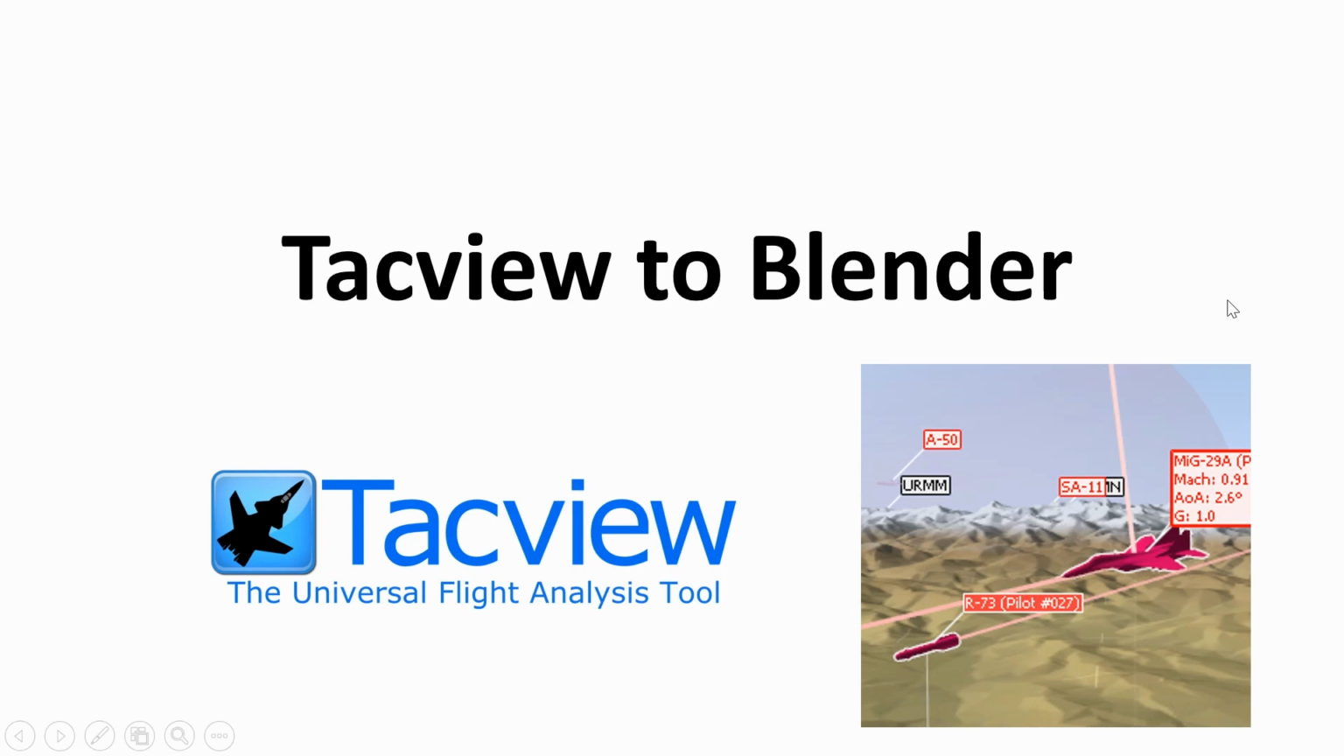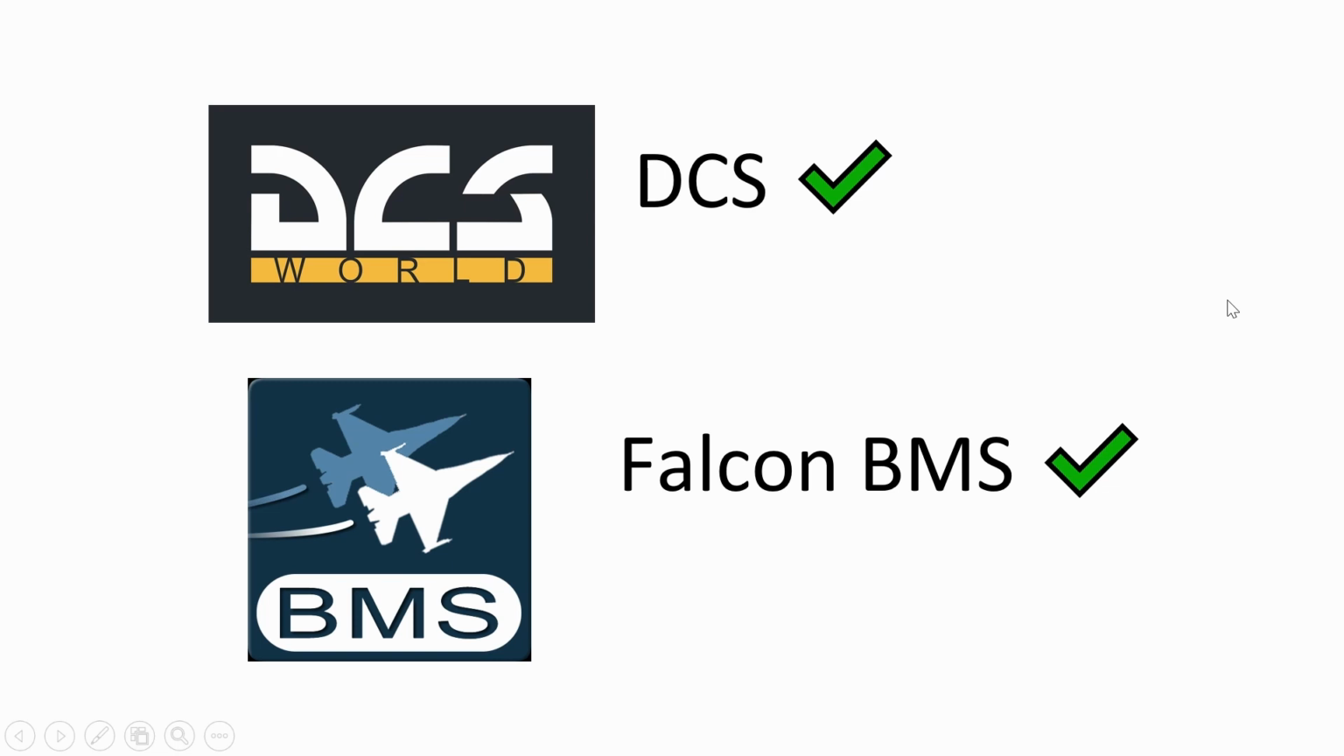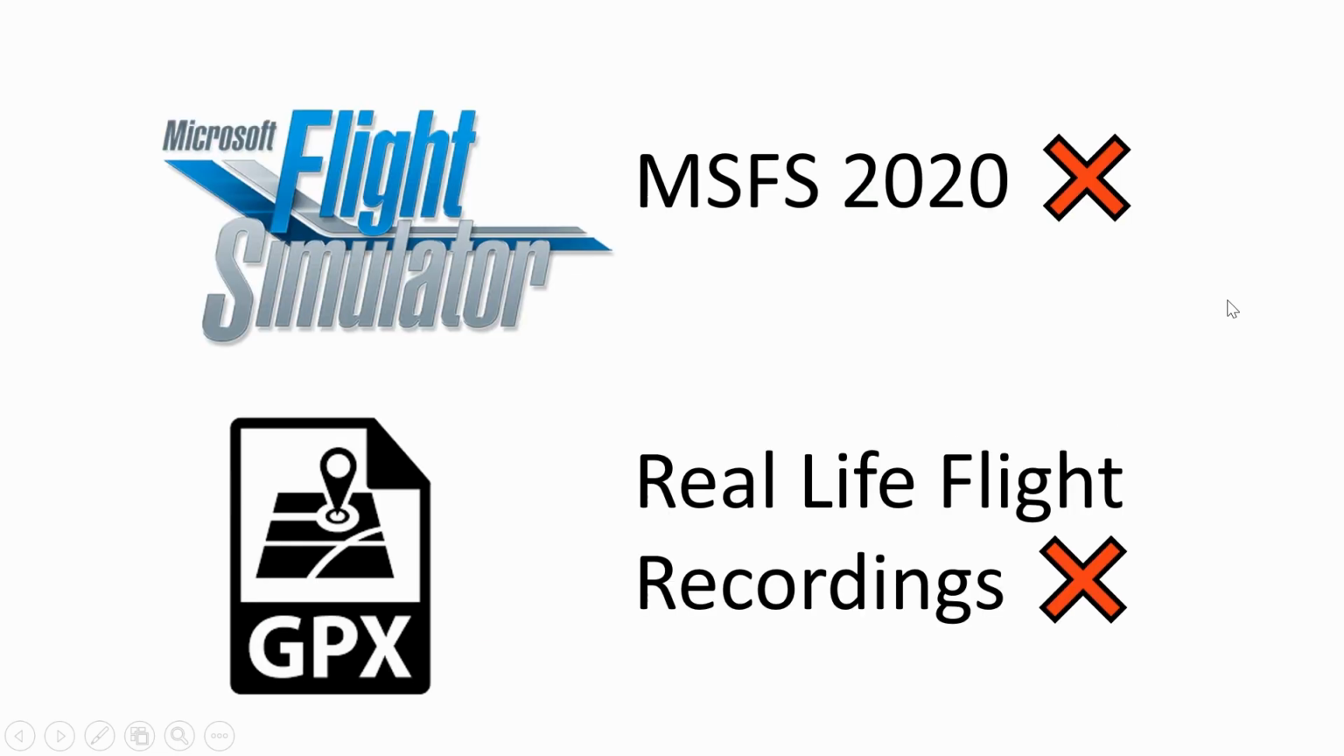This is a method that can turn your ACMI file into a Blender animation. First of all, this method will work with both DCS and Falcon BMS. However, it will not work with Microsoft Flight Simulator or real-world flight data.